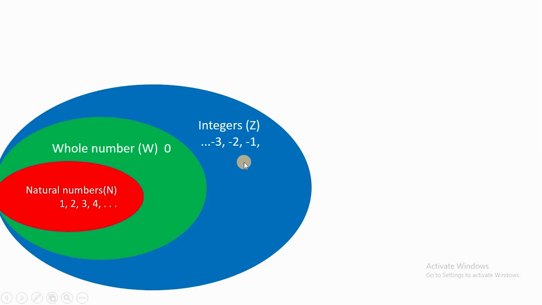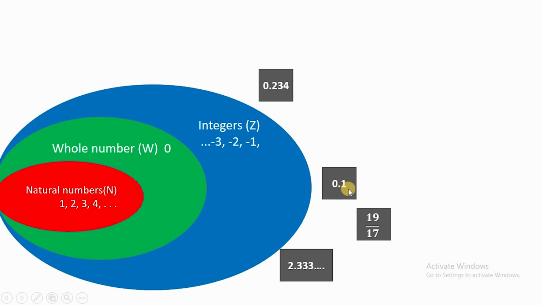And the next set of numbers. Till here you will see that the integers do not include all the decimals and fractions of our numbers. For example, we have 0.234, 0.1, 19 by 17, 2.333..., and these dots represent that the decimal digit 3 keeps on repeating. It will not stop, or here the remainder does not become 0. So these numbers are not included in integers.